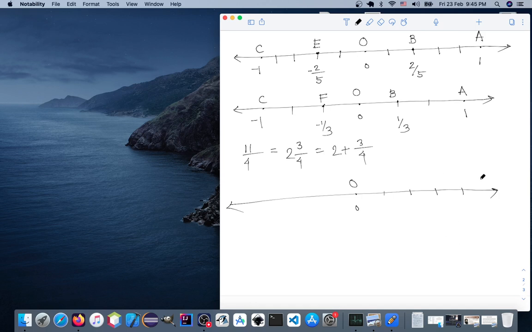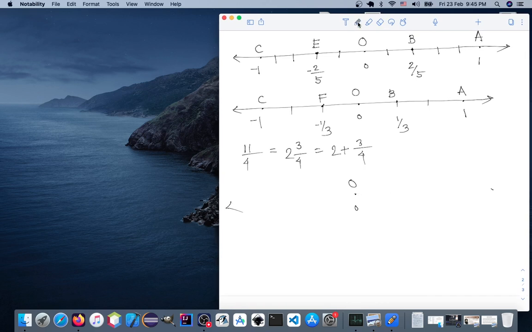So now this is the number line, and we need to have two unit distances. So 2 plus 3 by 4. So let's say this is one unit distance, this is A, and another unit distance is B. So the distance of OA is 1, and the distance of AB is also 1. So this A is actually 1 and this B actually has value 2.